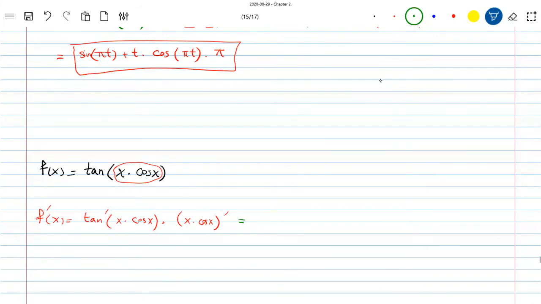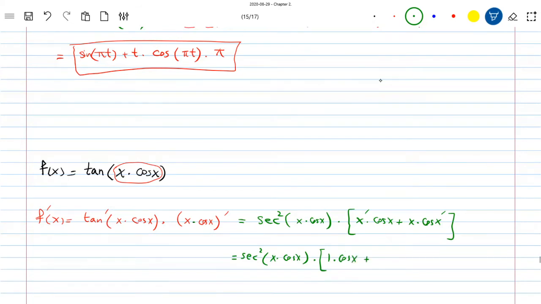Derivative of tangent, secant squared, applying on x times cosine x still, multiplied by the derivative of this, x times cosine x. Here there is no outside or inside function, there is a product between these two. I have to apply the product rule. Derivative of the first times the second plus the first times the derivative of the second. So you will have secant squared of x times cosine x, times derivative of x is 1, cosine x, plus x times derivative of cosine, negative sine x.